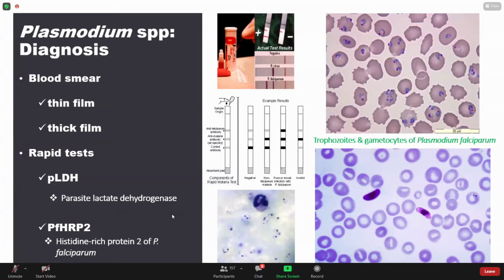When you see features like that, it's highly suggestive of P. falciparum infection. You tend to have multiple parasites invading one red blood cell. Is that clear?